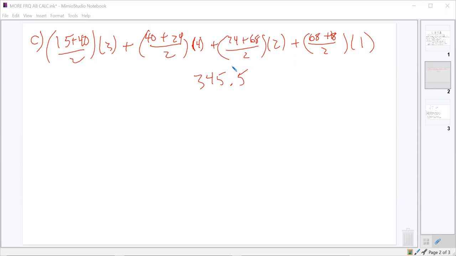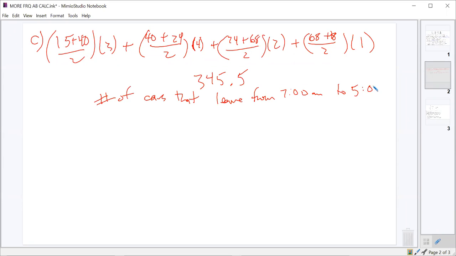They asked you to explain what this means. This is just the number of cars that leave. And within the context of the problem, that leave from 7 o'clock a.m., t equals 2, to 5 o'clock p.m., t equals 12. 3 points, 1 for the setup, 1 for the number, 1 for the explanation. Everybody good with part C?